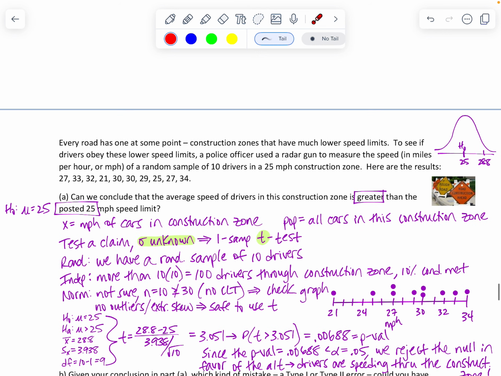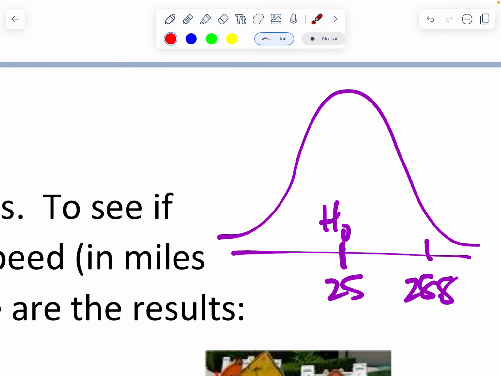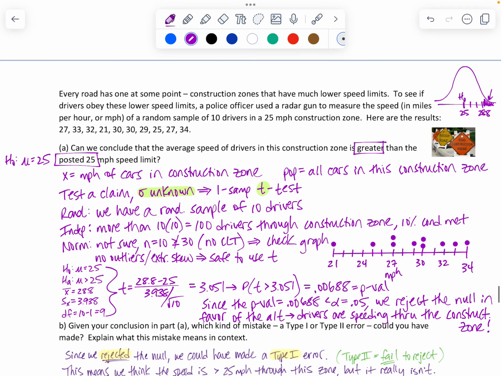And if you think about it, this 3.051 as my test statistic is more or less a number of standard deviations for a t-distribution above average. So since this number is 3 standard deviations above average, actually a little bit higher than that, how am I going to find this p-value?